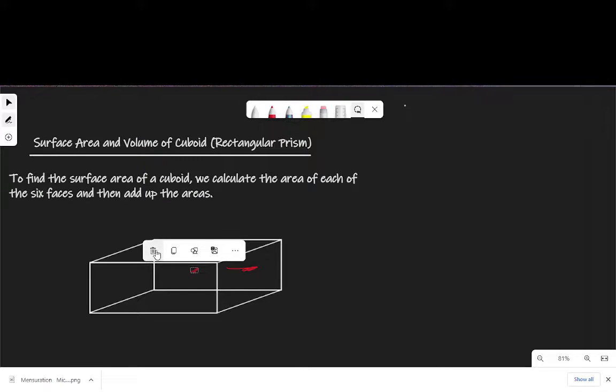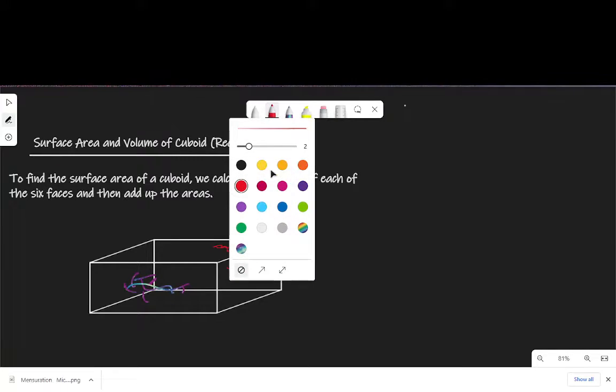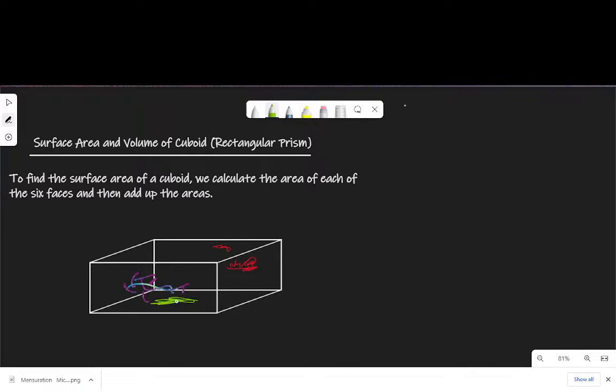Remove this. Face right there at the back. This one. And you also have another face right here in front. Then you have another face. We use a different color. You have another face right here at the bottom. You have it at the top. Then you have this one at the side. You have this at the side.